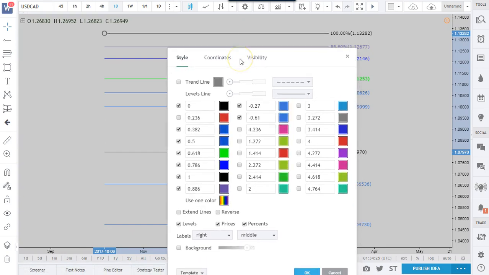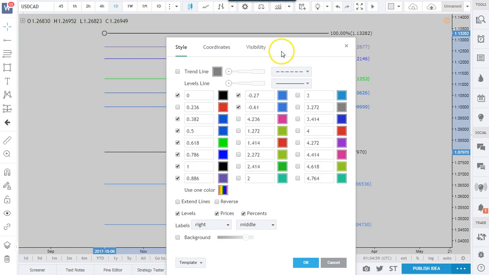These are the styles. Then right here we have the zero. We tap on the 0. We have the 0.236, you can see, but we don't need this. So we have the 0.382. We have the 0.5. We have the 0.618. We have the 0.786. Then we have the 1, which is the 100%. And then we have the 0.886, which is this. So make sure you follow this.